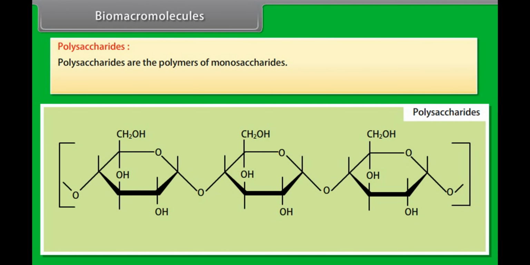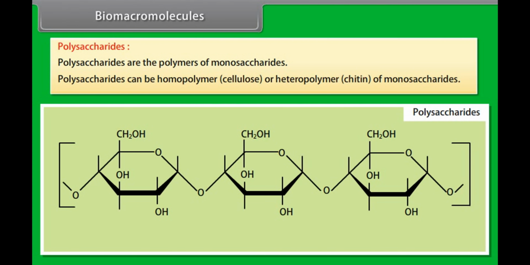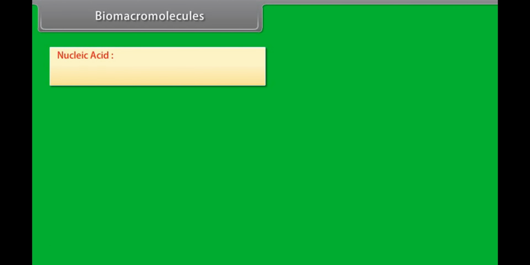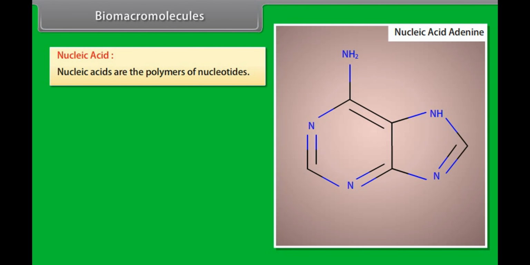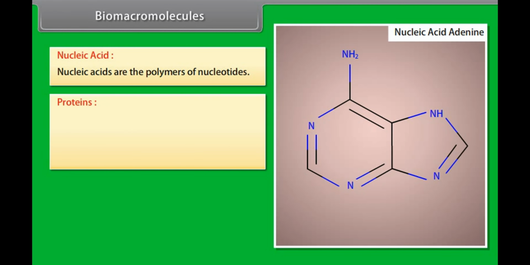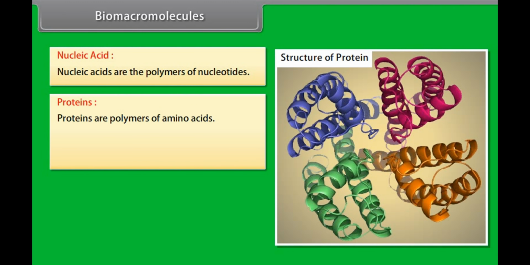Polysaccharides. Polysaccharides are the polymers of monosaccharides. Polysaccharides can be homopolymer or heteropolymer of monosaccharides. Nucleic acid. Nucleic acids are the polymers of nucleotides. Proteins. Proteins are polymers of amino acids.